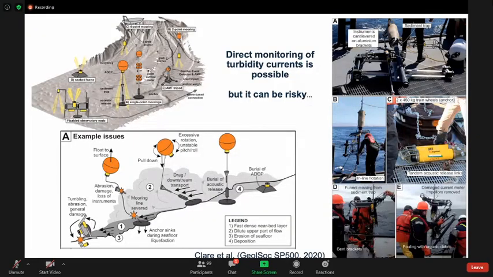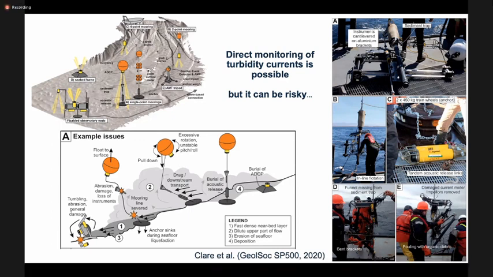The first is, yes, we can. It is possible to monitor turbidity currents. We have suffered misadventures. I've circulated this paper with the talk advert for some examples of where we've had gear and equipment that's been trashed by flows and some of the lessons we've learned. So it can be risky, but it's certainly possible.